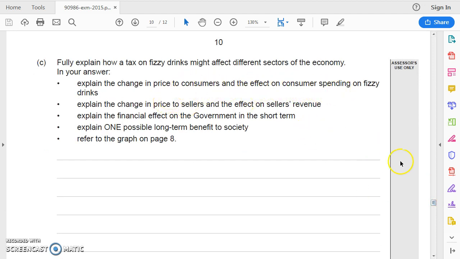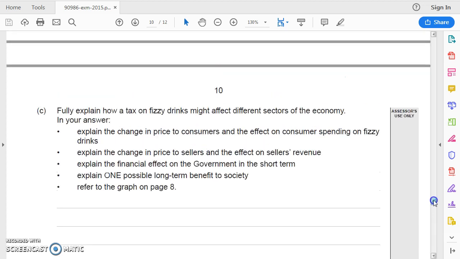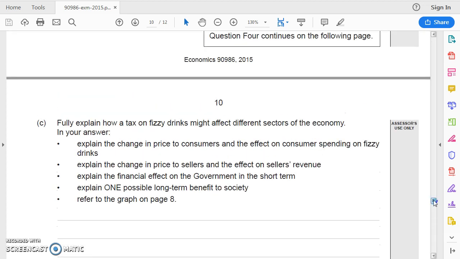Well, the change in price is that it's gone up to 275 from 250. Or you can say 280, and that's because the producers are passing on. So we say they're making them pay part of the tax, part of that 50 cents. They're actually making them pay 25 cents or half of the tax to the government. So they don't pay it directly to the government, but they are increasing the price by 25 cents to cover part of that tax.